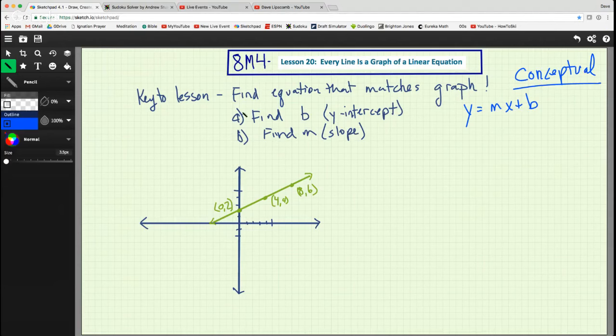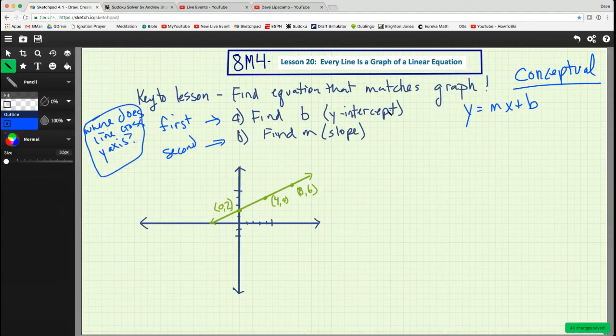The easy thing to find, and the reason I listed them in this order, A and B, is because this is what we usually do first. It's going to be a little bit more straightforward. So let's find that y-intercept. Where is that y-intercept? That means, where does the line cross the y-axis? And again, we learned this over the last few lessons. I'm just rewriting this to really remind you of what this y-intercept is: where the line crosses the y-axis. It intercepts the y-axis right here at 0, 2. So our y-intercept is this 2.